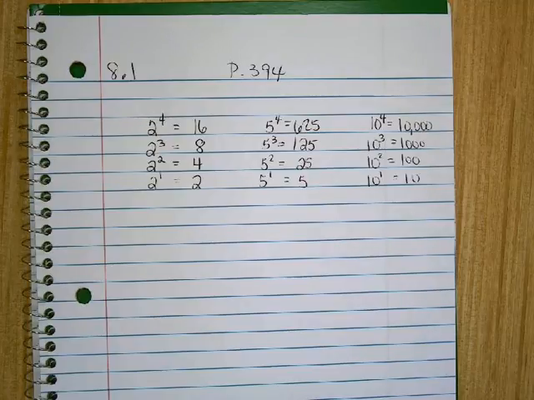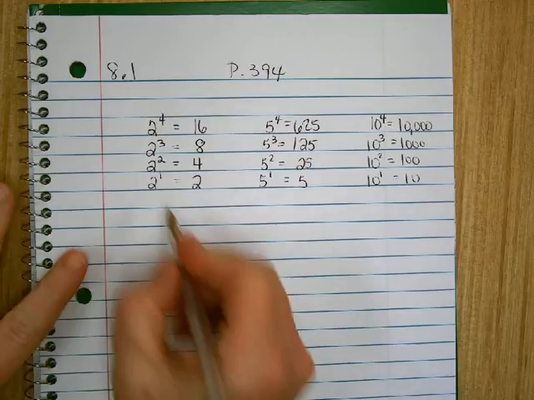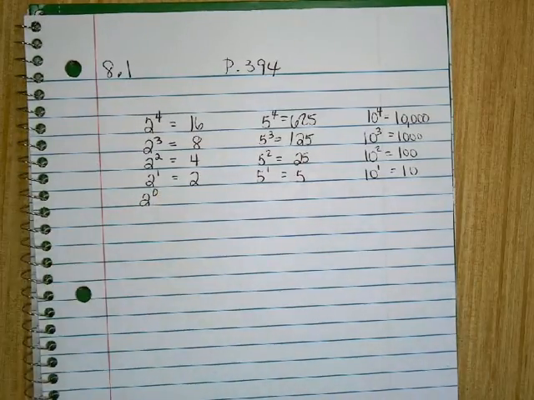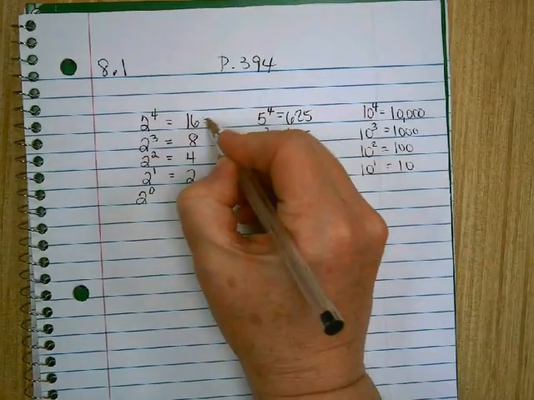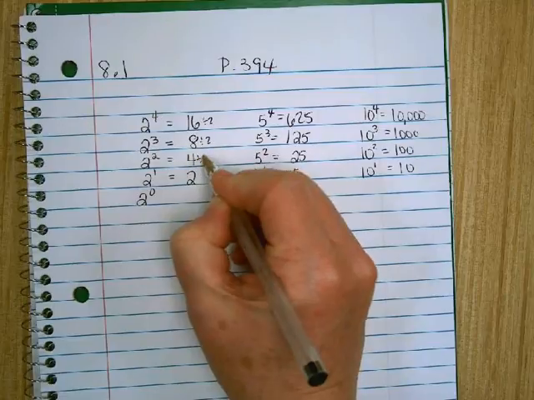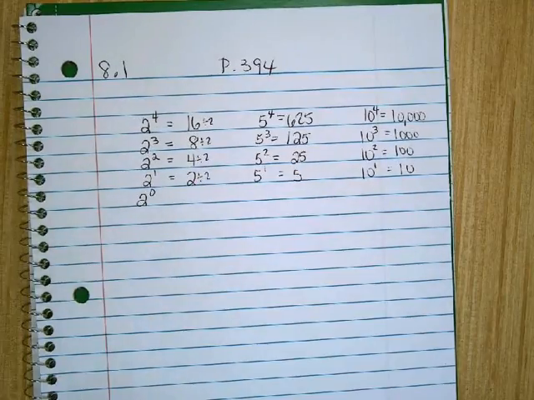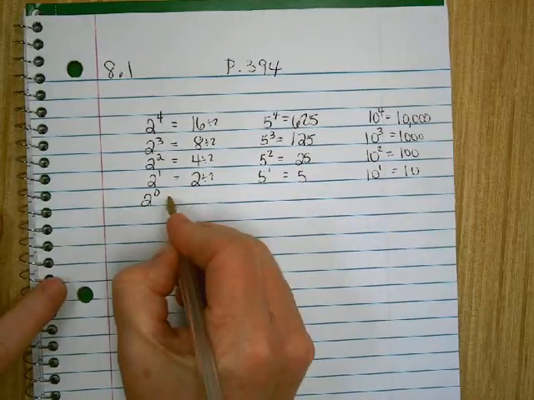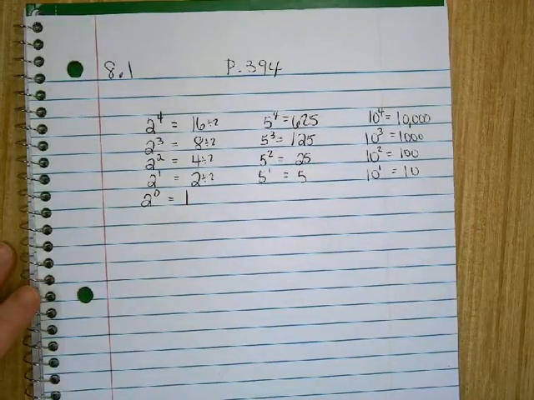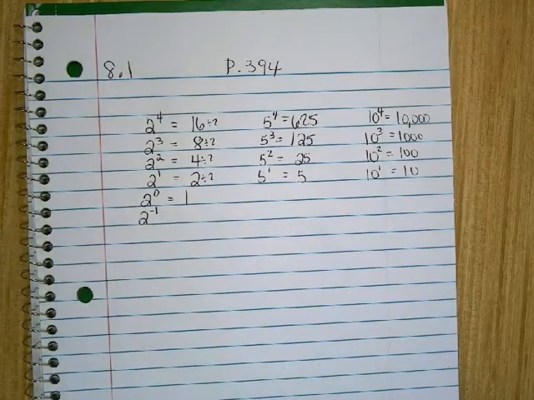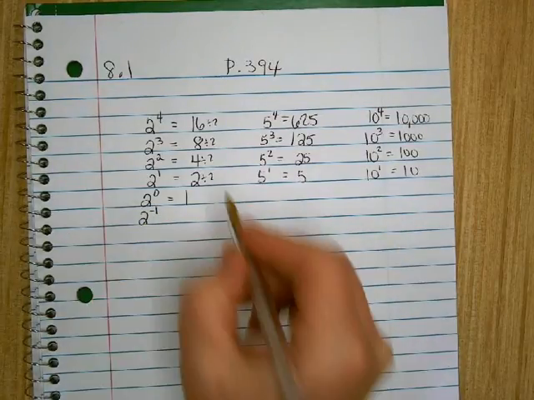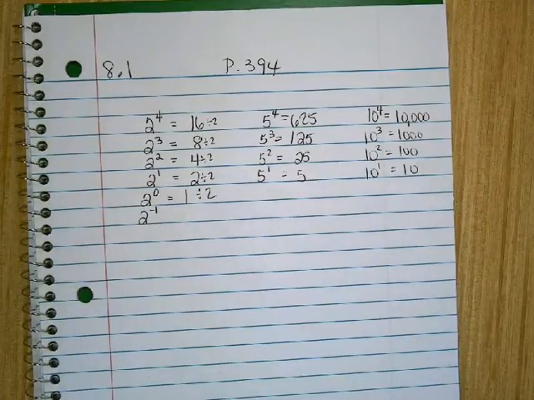So if I were to continue the pattern with 2 to the 0, now what did you tell me, Katie? You said divide by 2, right? Divide by 2, divide by 2, divide by 2. What's 2 divided by 2? Katie? 1. Well, what would happen if I went one step further? Let's just continue.